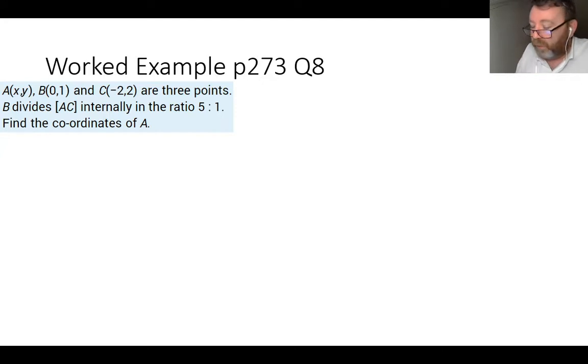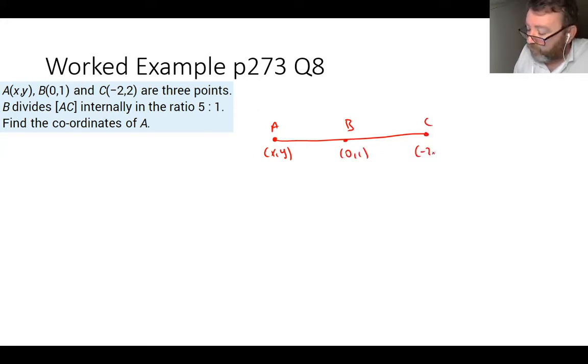Now look, a diagram always helps with these things. A diagram will always help you. So what are we told? A, there, is xy. B is 0, 1. And C is minus 2, 2. Now don't worry about where the points are. This is just a rough diagram to give you an idea as to how they are related.